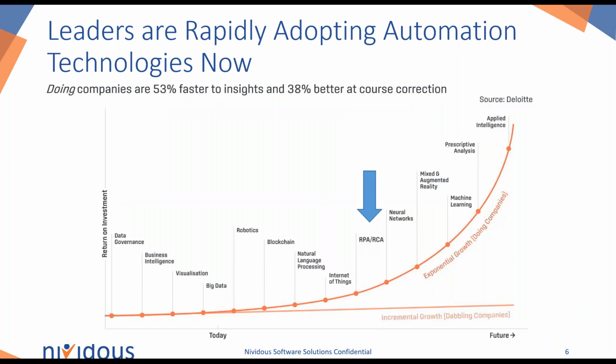So this is from a Deloitte report, and you could see that RPA is on this exponential growth curve for what they call doing companies. These are the companies that are really becoming successful and growing their businesses rapidly. And so this is one of those technologies that is really an enabler for growth. And one of the reasons for that is that in many businesses, as you grow your revenue, you have to grow your footprint from the standpoint of people proportionally to the amount of revenue that you want to grow. And that can be a limiting factor.